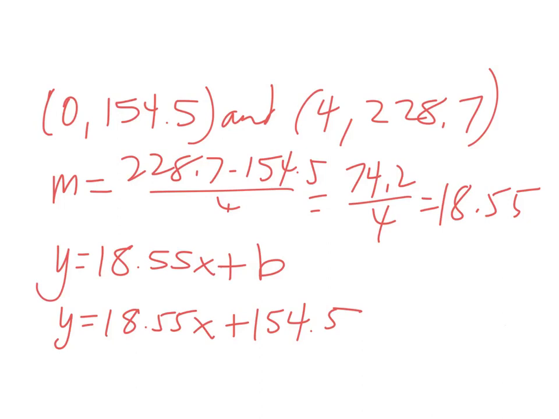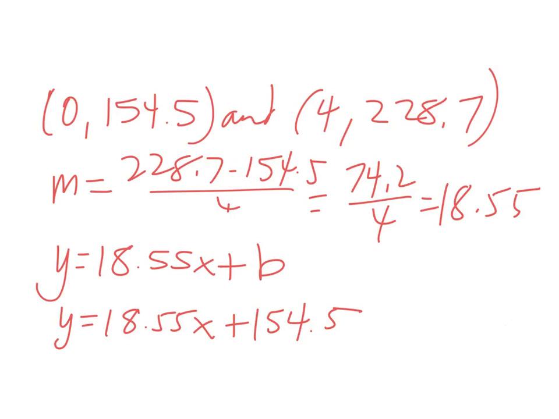Now, a couple things you need to look out for, right? We already said this had a strong positive correlation. If you end up with a really small number here or a negative number here, you messed up. Strong positive should be a positive slope. Okay? Now, this is the prediction equation. And what we can do with it is answer part C.